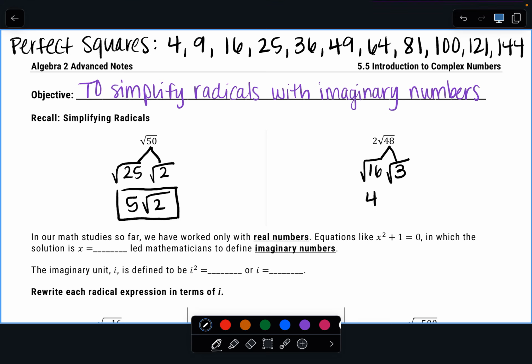4. Now, the one thing about this is this number had a 2 at the very front. If you have a number on the outside, you will multiply it with whatever gets pulled from the radical. So 2 times 4 is going to give me 8 square roots of 3. So we just have to multiply the number that was already there with whatever number you're pulling out of the radical.